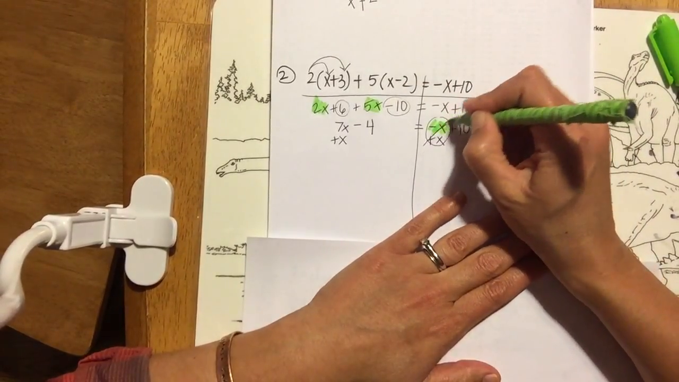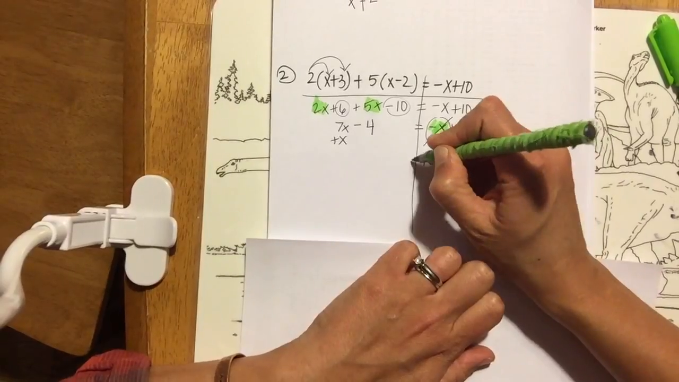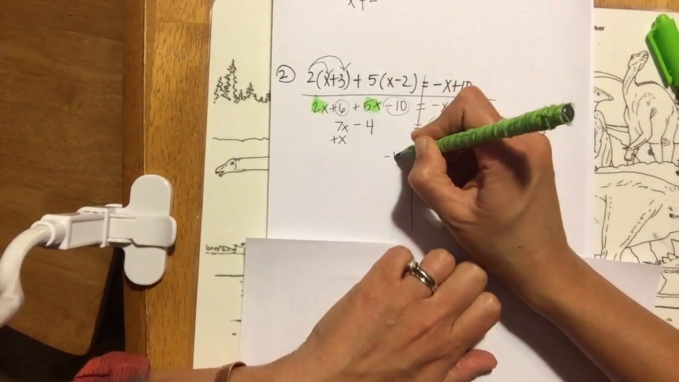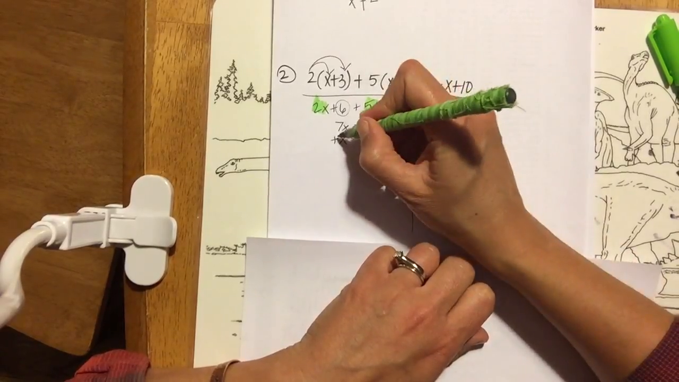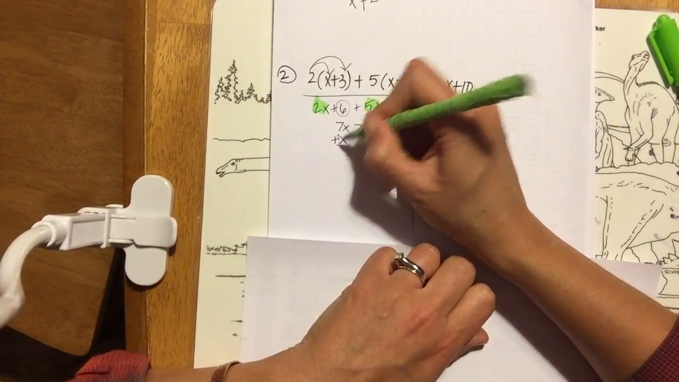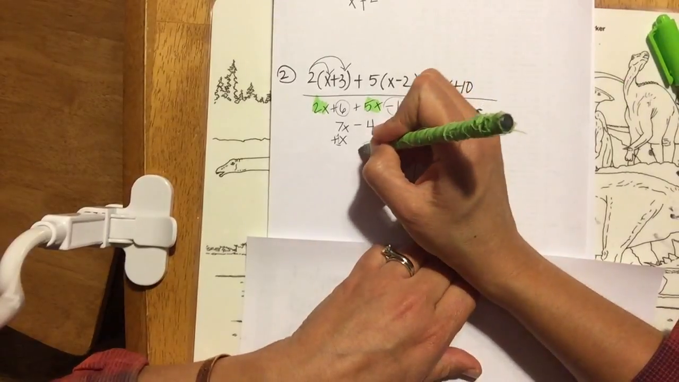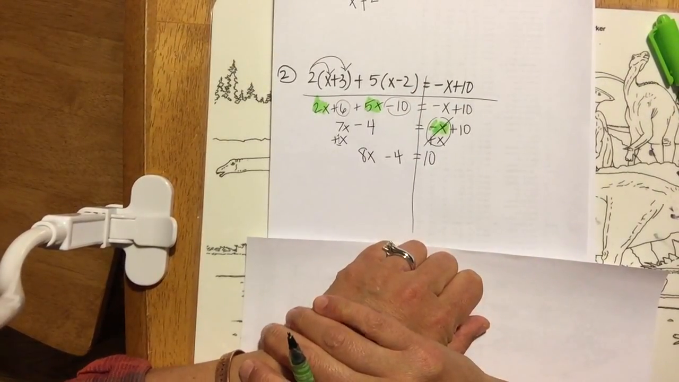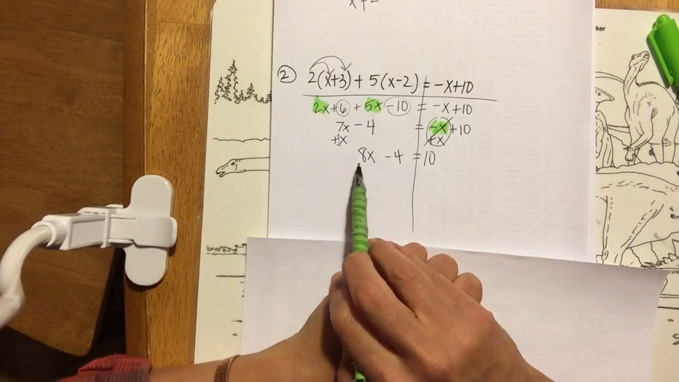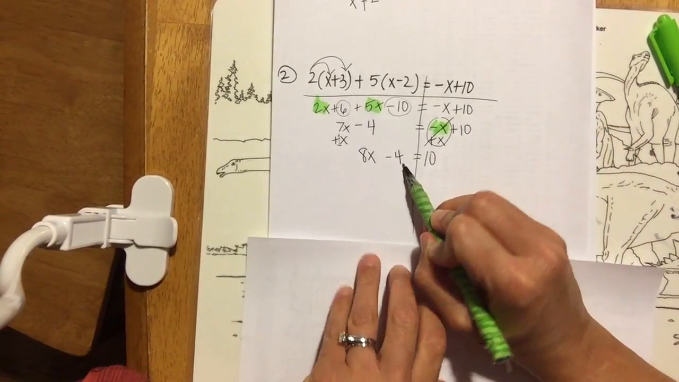This would eliminate it, leaving me 10 on the right. I'm going to bring down the negative 4, and I'm going to combine 7x and x. Remember, if I have an x here, that really means 1x. So 7x and 1x would give me 8x. Okay, I'm going to continue to isolate, and I'm going to do that here by doing the inverse operation.